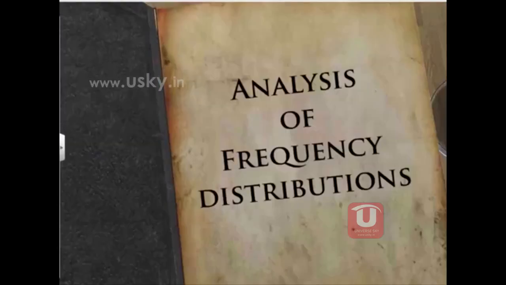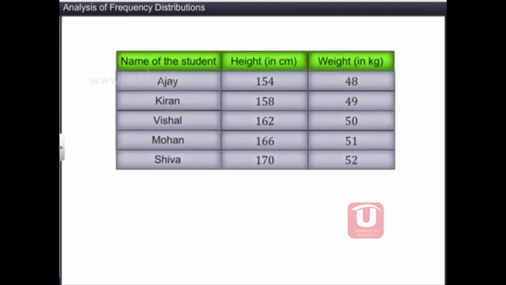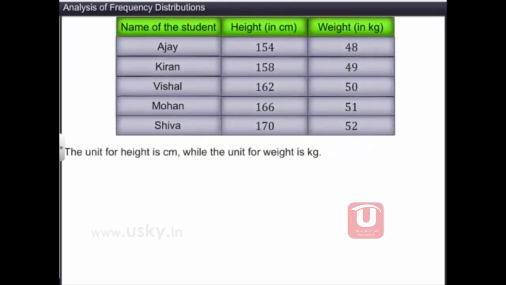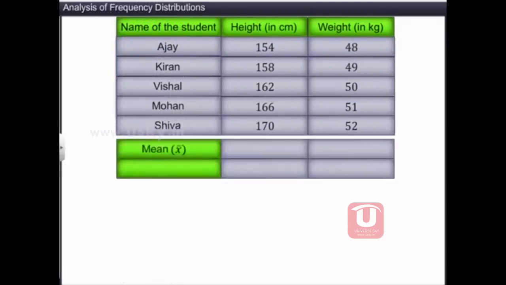In this module, you will learn to compare dispersions among series. We know that mean deviation, variance and standard deviation are the measures of dispersion. Let us consider the data given here. The table shows the heights and weights of 5 students of a class. Here we notice that the data are in 2 different units. Hence, the measures of dispersions will also have different units. On calculation, we have the means and the variances of the series as shown.